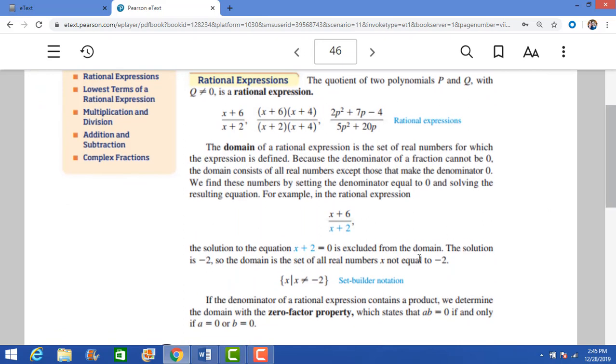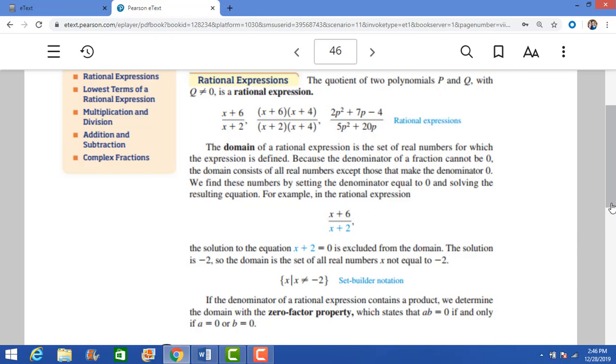And so using set builder notation, we see that the domain is all values of x such that x is not equal to -2. Okay, and so we have to solve the bottom equal to 0. So what values will set that equal to 0? Well, x equal to -2.